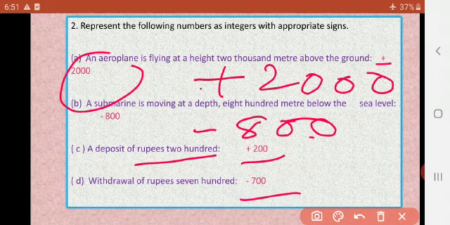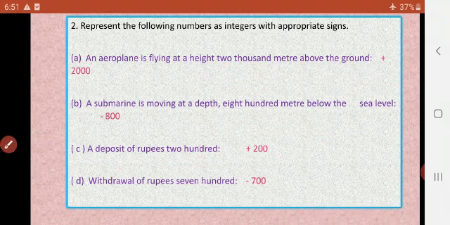So an aeroplane flying at a height of 2000 meters above ground is positive, so plus 2000. A submarine under the sea is negative, so it is minus 800. A deposit is a good thing, so a deposit of rupees 200 will be plus 200. A withdrawal is not a good thing, you are decreasing the amount, so a withdrawal of rupees 700 will be minus 700. This is how you represent numbers with positive and negative signs.